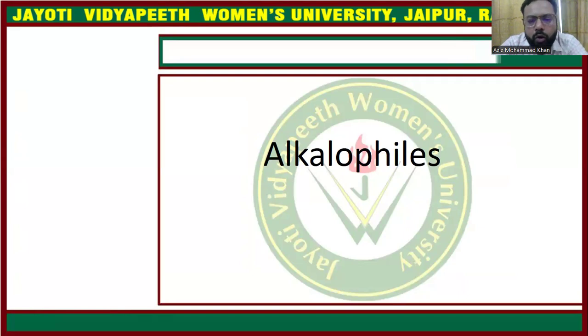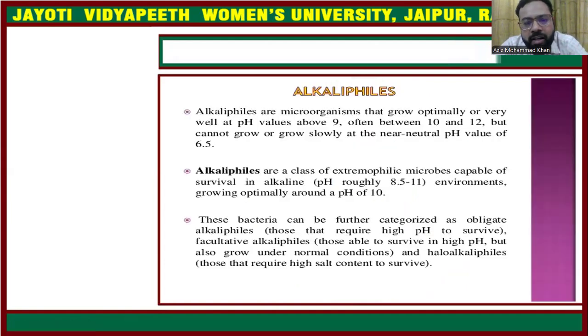Today I'm going to discuss the topic alkalophiles. This is the next part of the series on microorganisms of extreme environments, in which we discussed acidophiles, and now we are discussing alkalophiles. What are alkalophiles? We know that there are various types of culture conditions, high pH and low pH. The organisms which grow at high pH are known as alkalophiles.